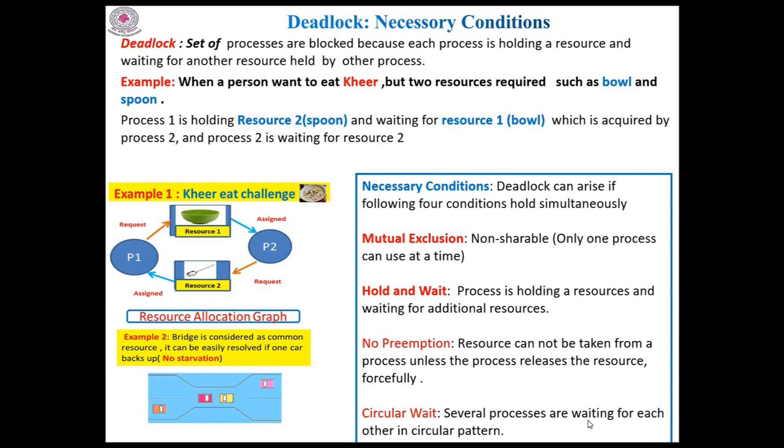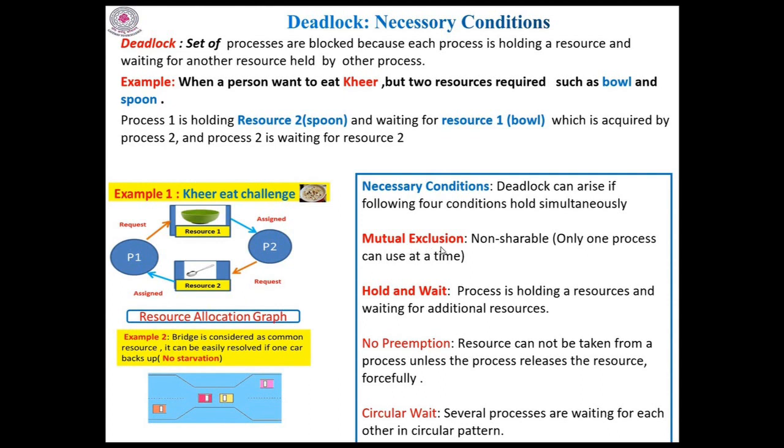Circular wait. Several processes are waiting for each other in a circular pattern. Look at this example, P1 and P2. You see, P1 is waiting for resource 1. Resource 1 is held by P2. P2 is waiting for resource 2. Resource 2 is held by P1. So this is like a circular, like a cyclic pattern. So this example is satisfying all the conditions.